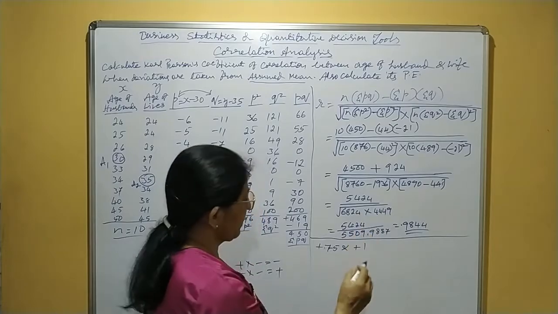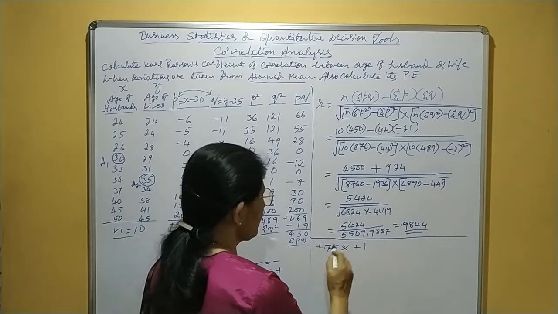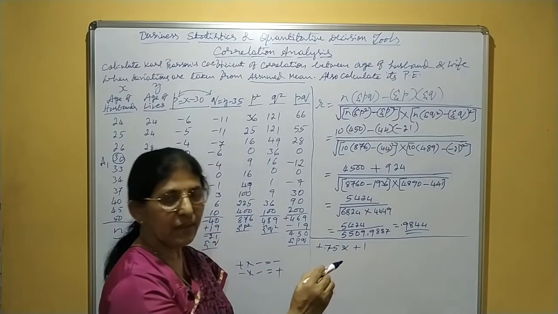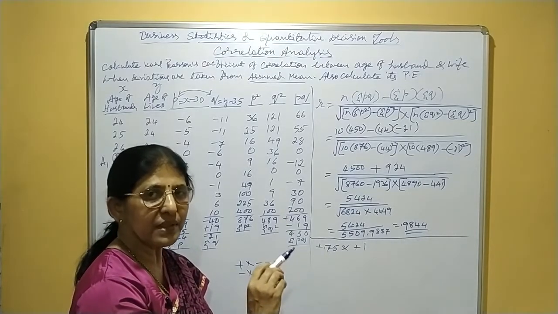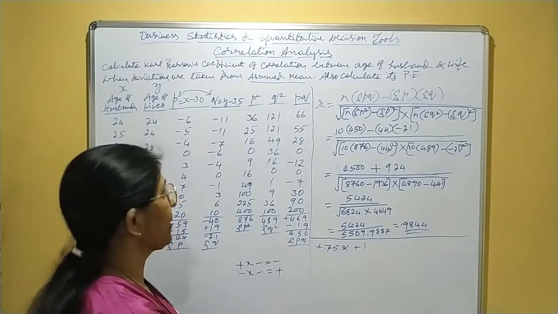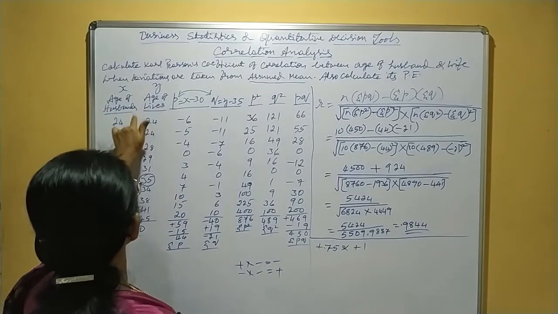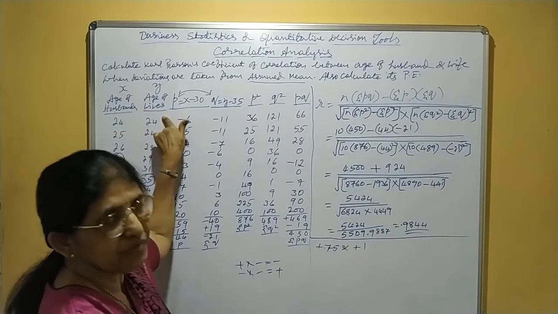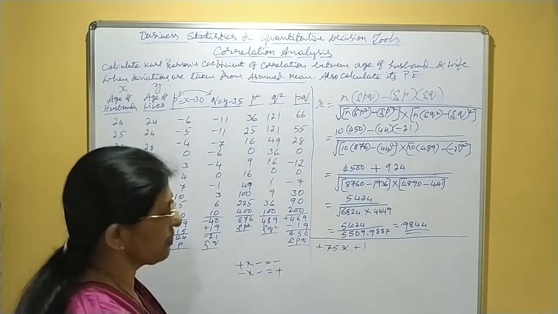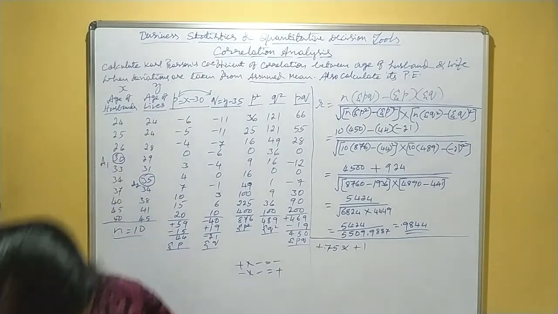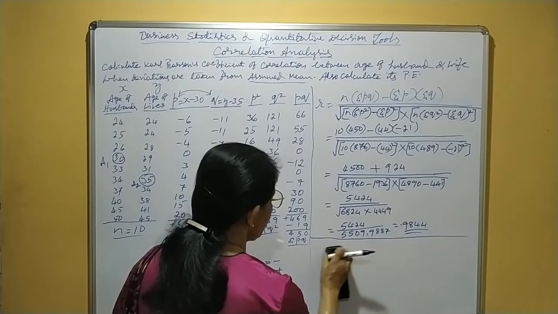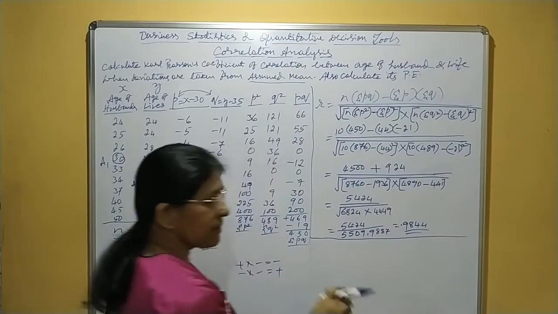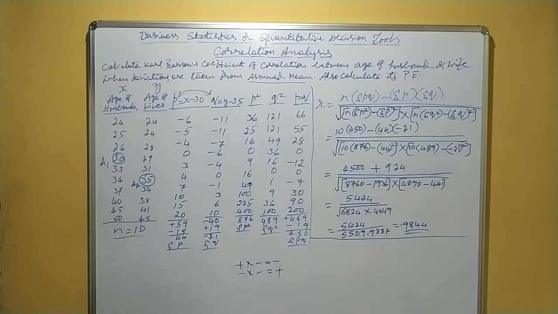It lies between 0.75 and +1. Therefore, there is a high degree of positive correlation between age of husbands and age of wives. That is the interpretation you have to write. Okay. Next, if you stop at this point, then you are going to lose 1 or 2 marks. That interpretation is a must.